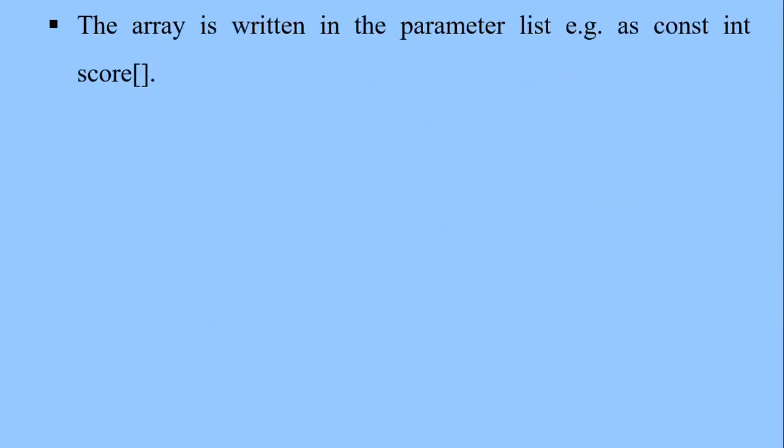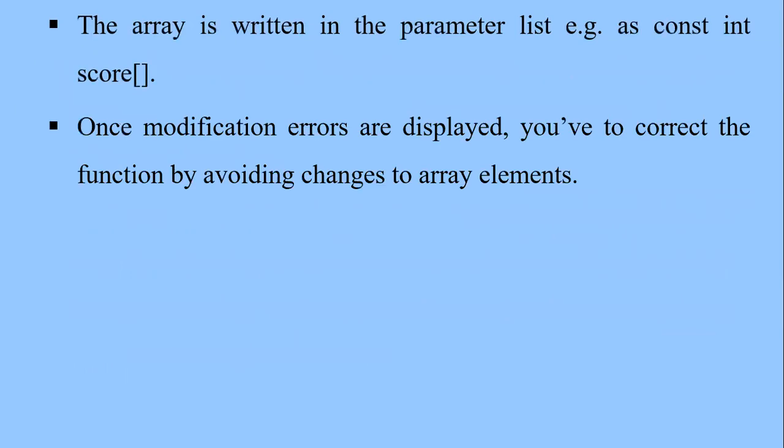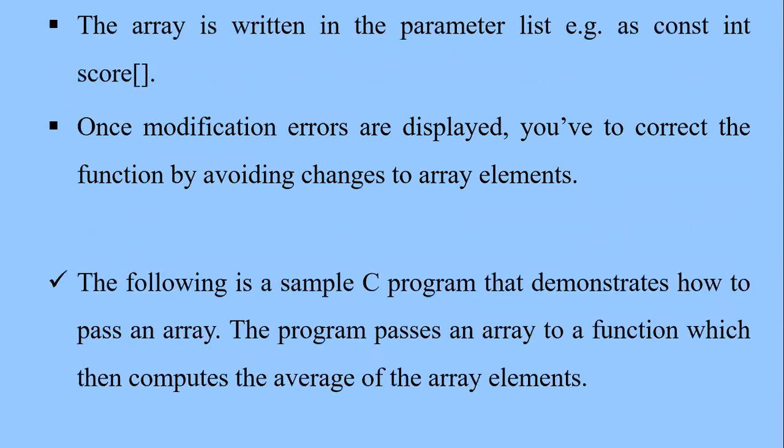The array is written in the parameter list as const int score. Once modification errors are displayed, you have to correct the function by avoiding changes to array elements. The following is a sample C program that demonstrates how to pass an array. The program passes an array to a function, which then computes the average of the array elements.